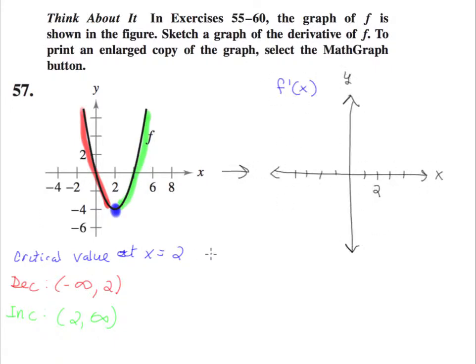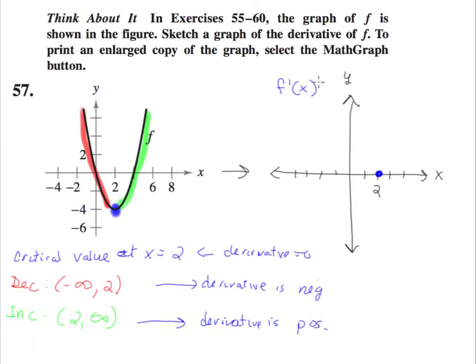Okay, let's look at this. We know we have a critical value at x equals 2, so that tells us our derivative is equal to 0 at that point. So we have the point (2, 0) in our graph. Now, in an interval in which a function is decreasing, our derivative is negative. In an interval in which a function is increasing, our derivative is positive. So for decreasing, we need negative values, or below the x-axis. And for increasing intervals, I need positive values, so I'm going above the x-axis.